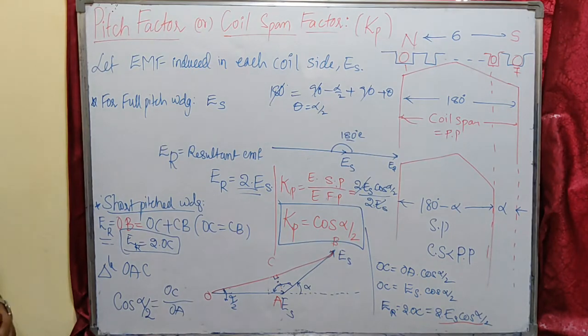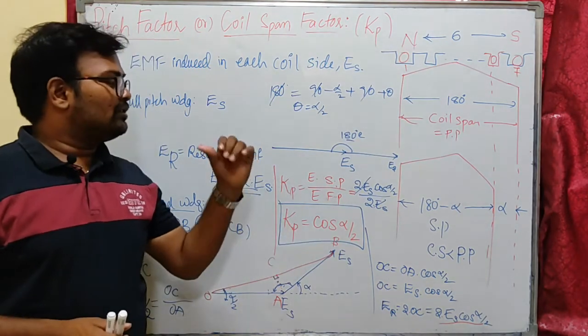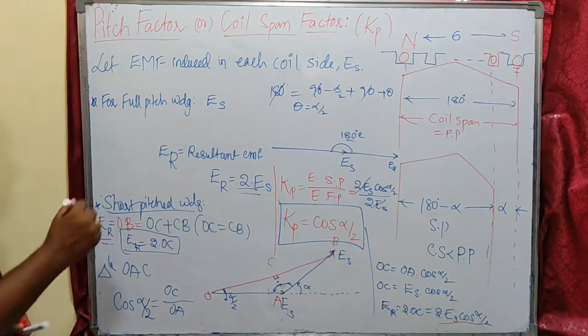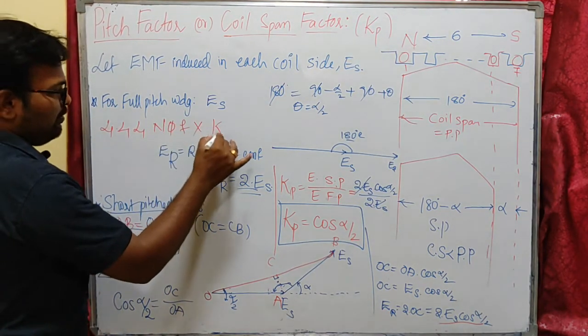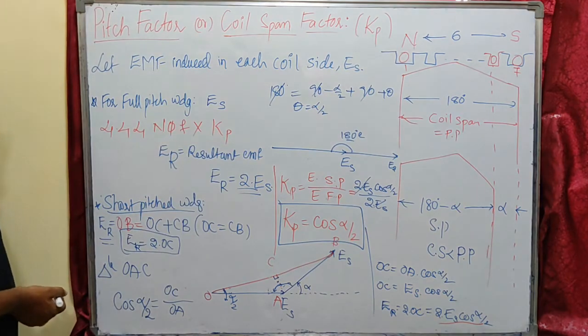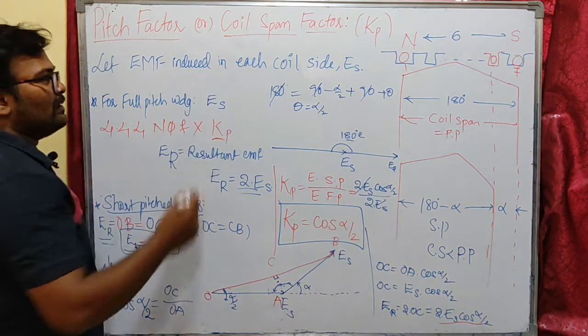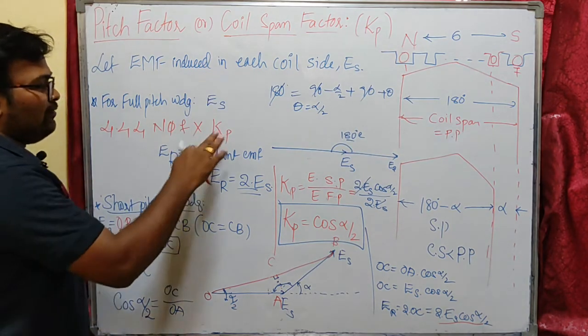So you have to calculate this pitch factor for a short pitch winding, and you have to multiply this pitch factor to our EMF equation 4.44 n phi f into our Kp for a short pitch winding. So this is about pitch factor. Pitch factor is nothing but coil span factor, which is denoted with Kp, and this is for a short pitch winding.